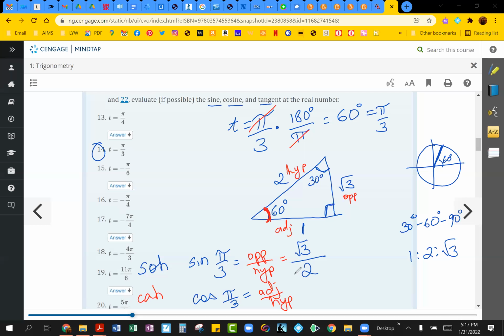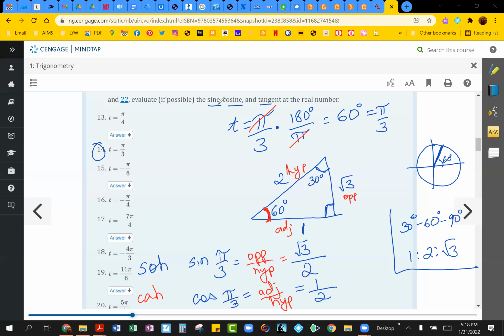So adjacent over hypotenuse. And what will this come out to be? Melanie, very nice. So your adjacent side is 1. Hypotenuse obviously is still 2. So 1 over 2 for the cosine function. Perfect.